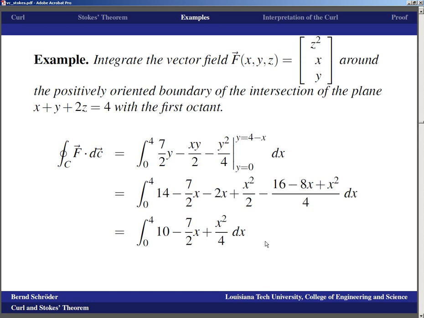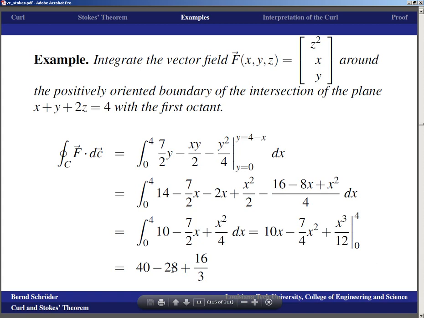The antiderivative of that should be 10x minus 7 fourths x squared plus x cubed over 12, going from 0 to 4, which gives us 40 minus 28, plus 16 thirds. Now 40 minus 28 is 12, 12 in thirds is 36 thirds, plus 16 thirds is 52 thirds, and that's it. And so that means we have a net vorticity of this vector field.